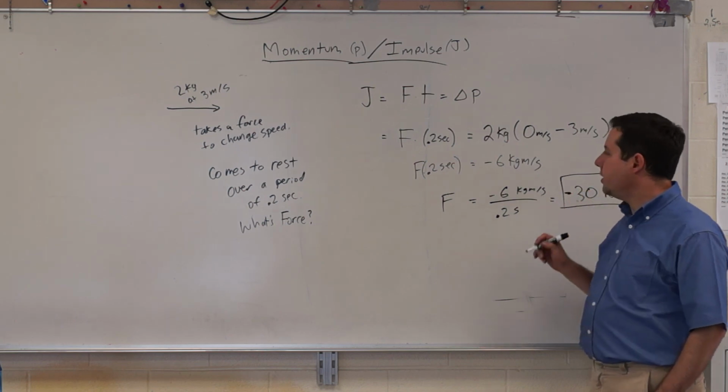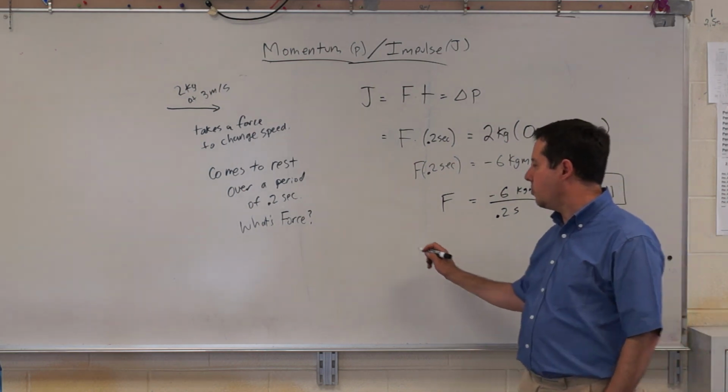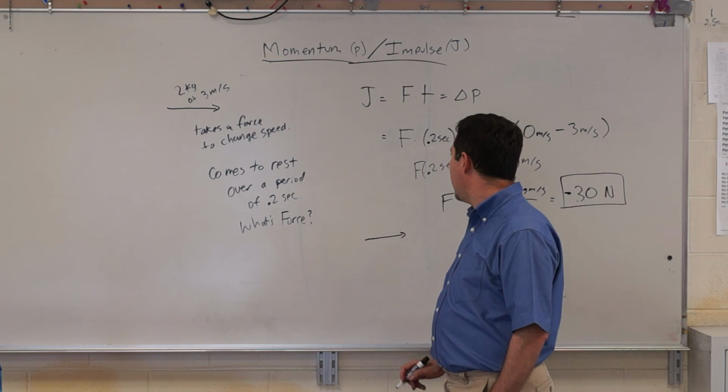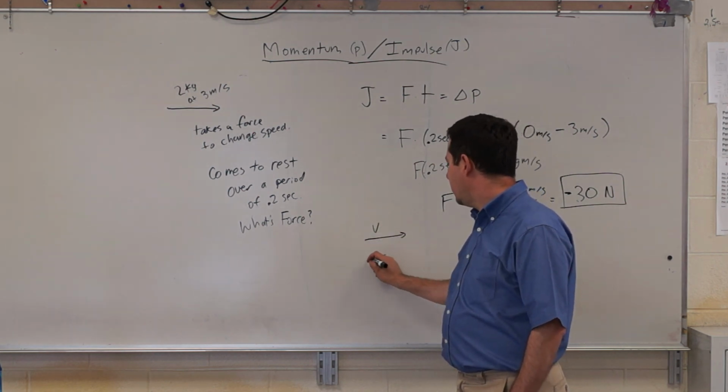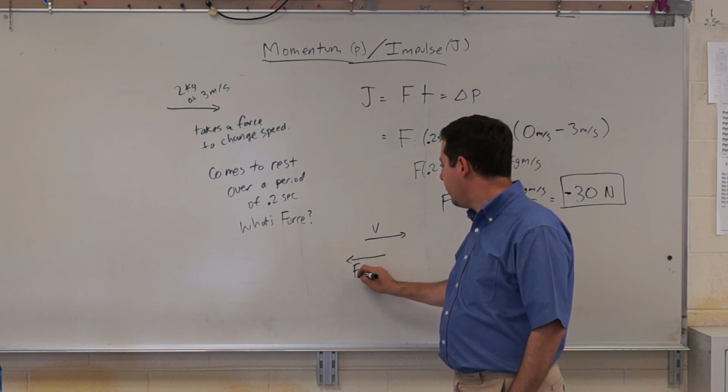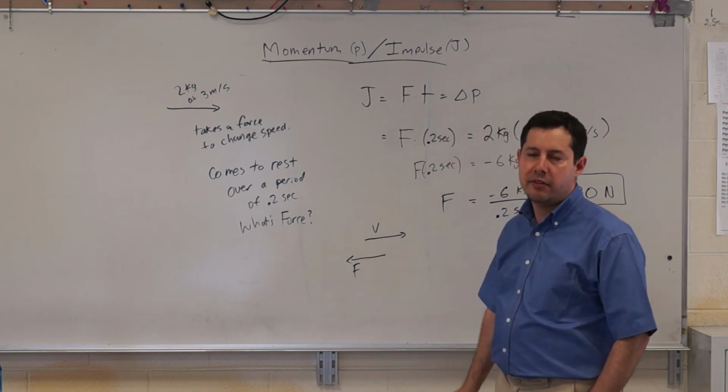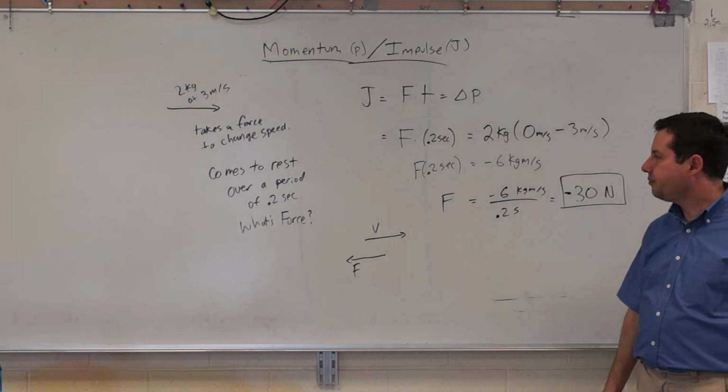The negative sign just means that it is pointed in the negative direction. So if the object is moving to the right, that means that your force is to the left, and that's what's causing it to slow down.